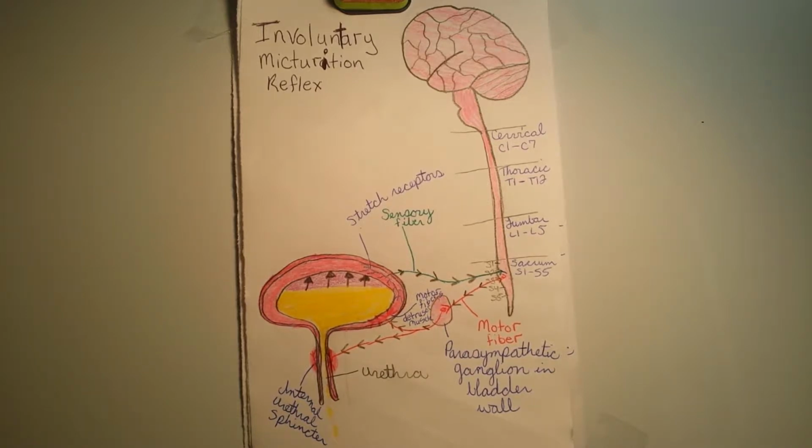I'm going to talk about the micturition process. Micturition is the act of urinating. There are two different types: involuntary micturition and voluntary micturition. Involuntary micturition occurs in young children and people with spinal cord injuries that disconnect the brain from the lower spinal cord.